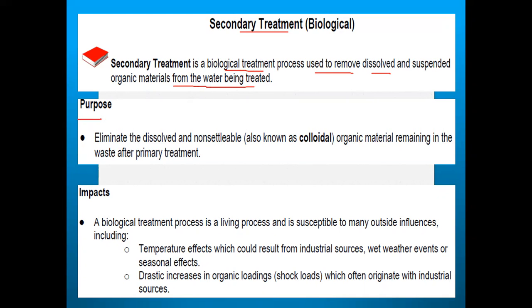Next, the second one, purpose. What is the purpose of the secondary treatment? To eliminate the dissolved and non-settleable organic material, known as colloidal. The colloidal, non-settleable organic material remaining in the wastewater after primary treatment is eliminated by introducing what? By introducing microorganisms, by using aerobic treatment and anaerobic treatment.